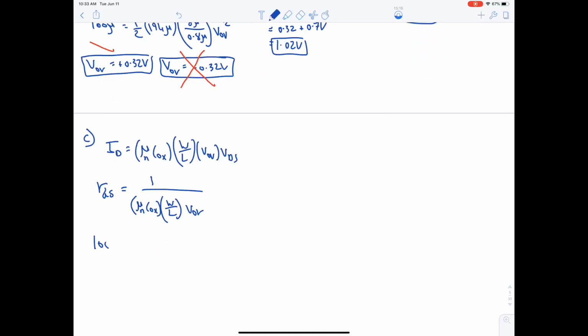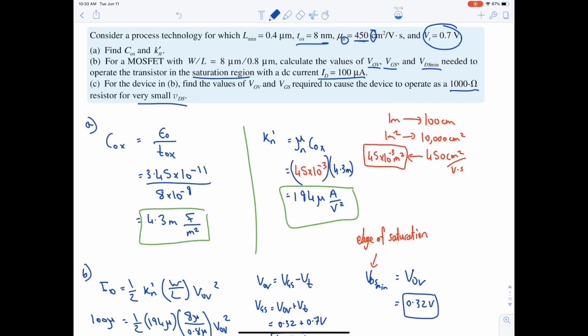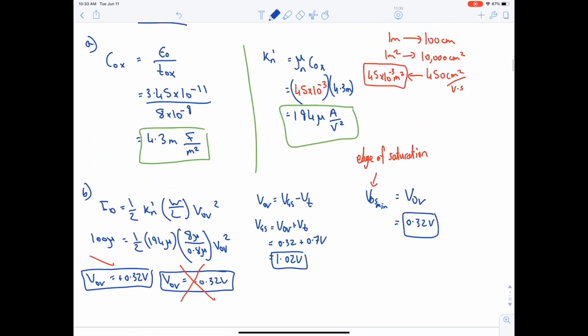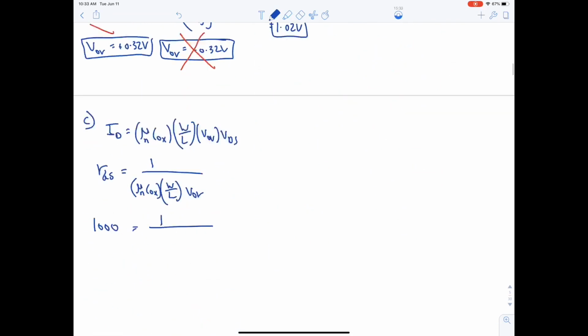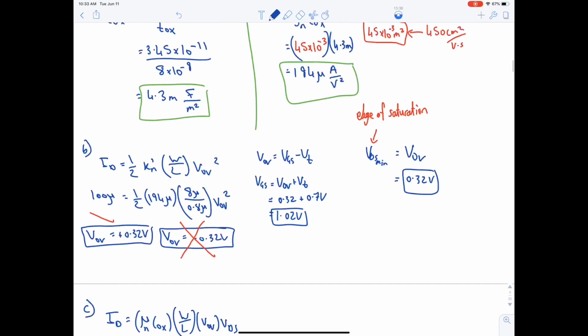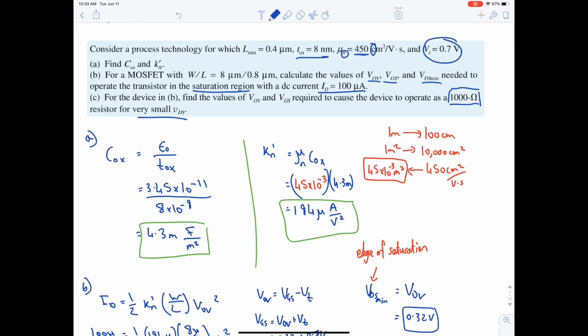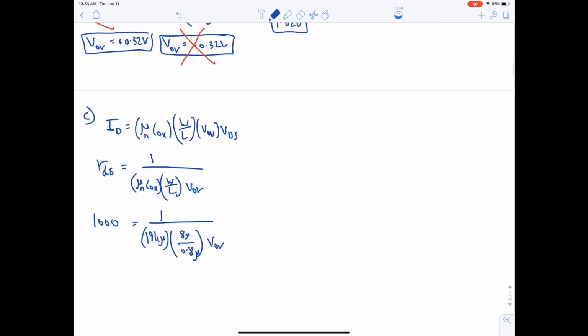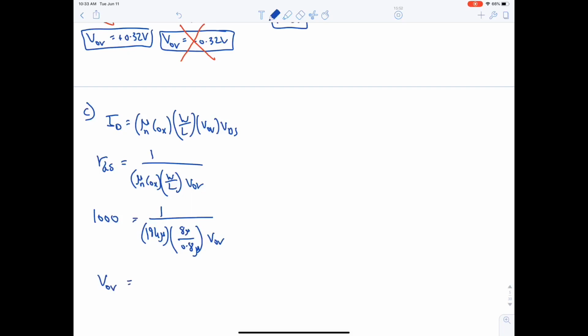So RDS is equal to what? RDS is equal to 1000. Here in the question, 1000. Okay? Mu n COX is equivalent to K n prime, and it's 194 micro. W over L is 8 micro divided by 0.8 micro, and VOV is unknown. This will give us 0.515.